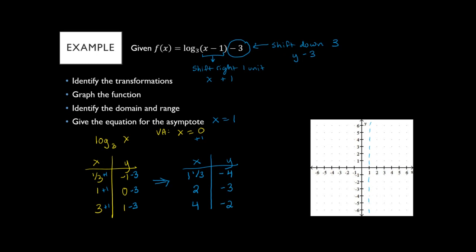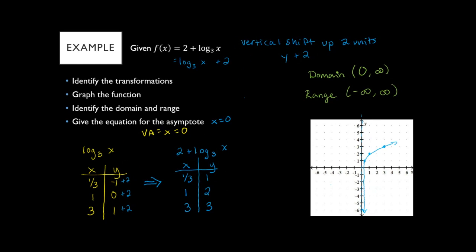So I'm going to graph these values. Approximately 1 1/3 is at -4, so I'm just eyeballing that. 2, -3, and 4, -2. And so I'm going to then very carefully connect my dots. And so that's how we get our graph. And so you can see our graph has now moved to the right and it's moved down. Like if you compare it to this one where we moved it up, you can see it's moved down.